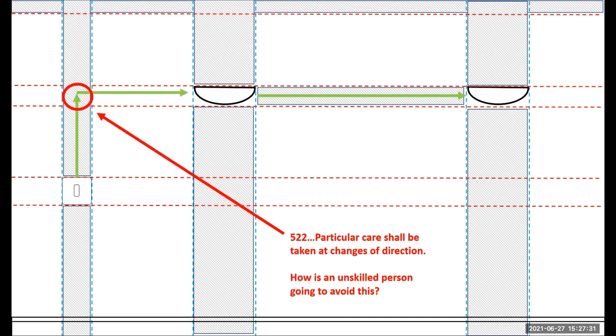Now, here, what I've done is I've shown what I've been seeing on social media. So if you remember back to the beginning of the video, I mentioned regulation 522: particular care shall be taken at changes of direction. If you change direction in the middle of nowhere, how are electrically unskilled people ever going to know about prescribed zones? I mean, a lot of electricians don't seem to know about prescribed zones.